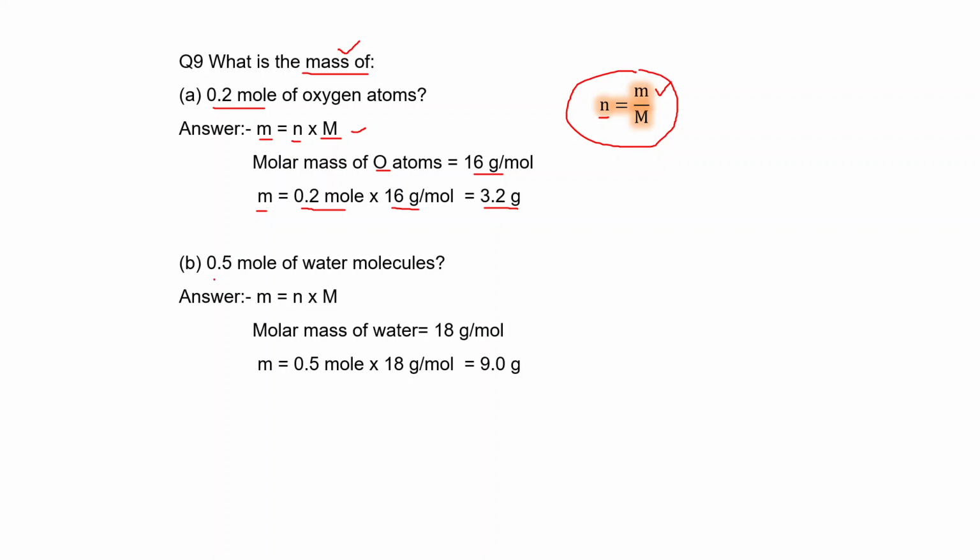The same way, 0.5 mole of water molecules. Again, same formula. Small m is equal to n into capital M. Molar mass of water is 18 gram per mole. That's why m is equal to 0.5 mole into 18 gram per mole, and the answer is 9.0 gram.